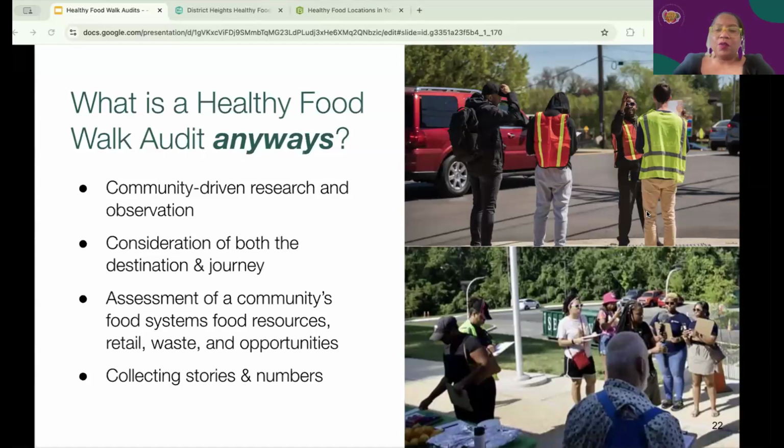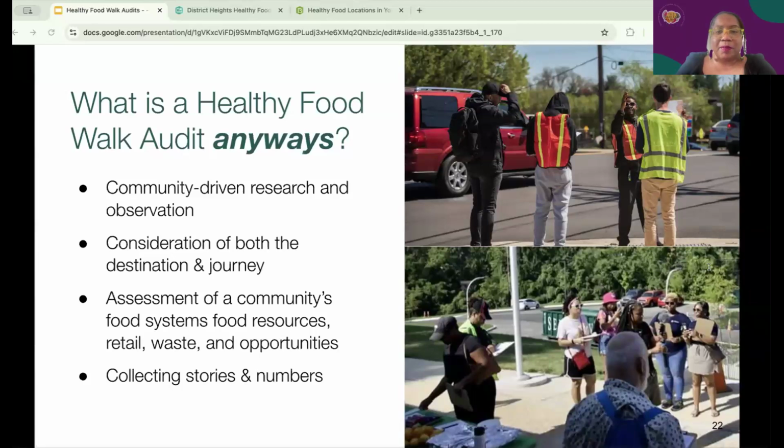And when we're conducting healthy food walk audits, specifically, we're looking at it through a lens specifically of walking or biking from one community site or food outlet, such as a garden, grocery store, restaurant, whatever, to another. And this is the primary difference of maybe just a traditional walk audit, is that we are acutely aware of a person or community's experience traveling to different food locations.